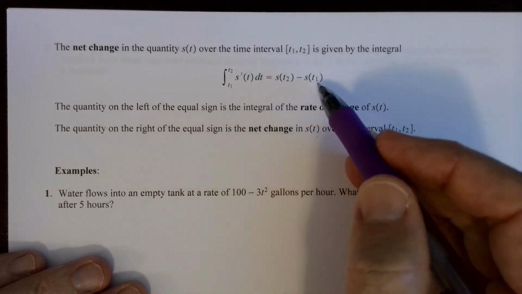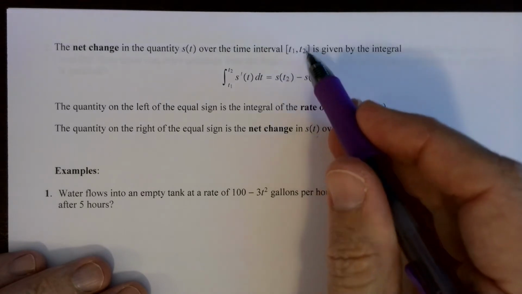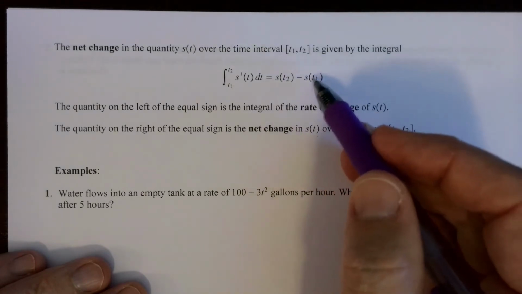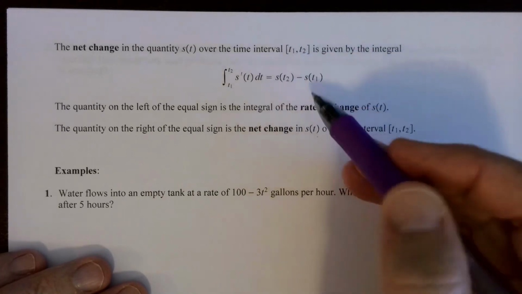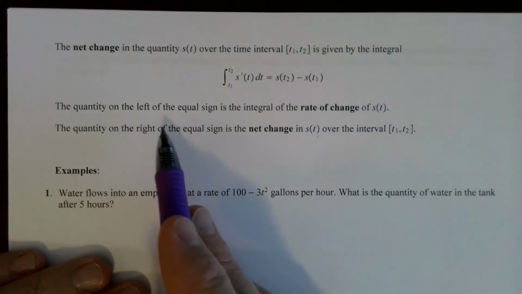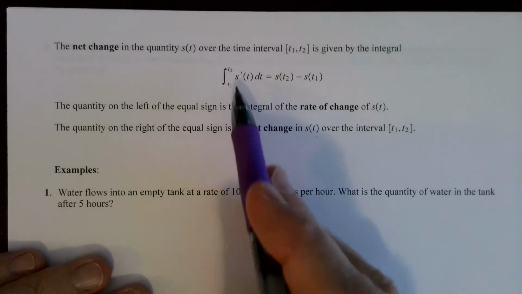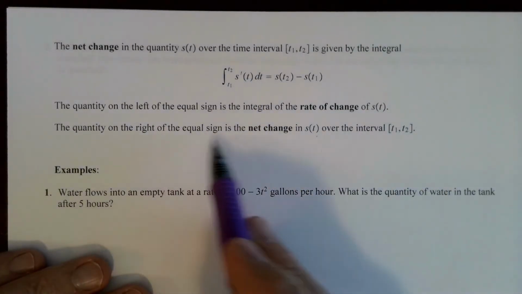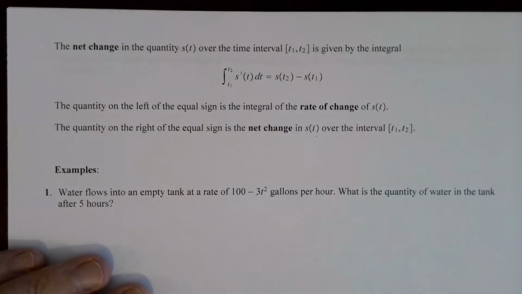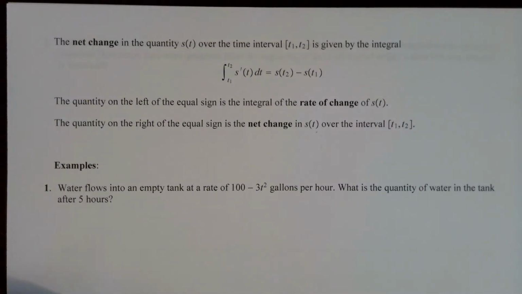But what is this? S of t2 minus s of t1. This is the quantity of the function at time 2, and this is the quantity of the function at time 1. So the difference will be the net change in the quantity, right? So the quantity on the left is the integral of the rate of change of s, and the quantity on the right is the net change in s over that interval. And so that's the application.